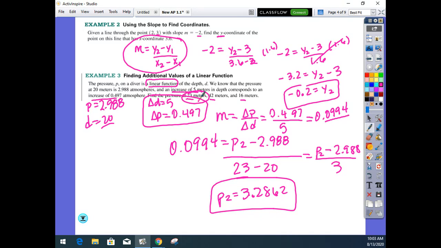All right, so finding it for 42 and 16 is just going right back through, doing the same formula, only plugging in 42 here and then 16 and solving for P2. So that's just a little monotonous, so we're not going to finish that out.